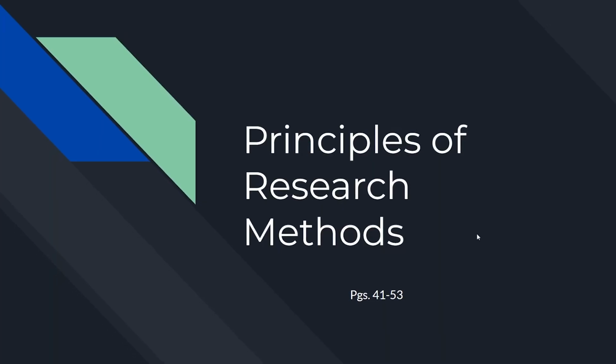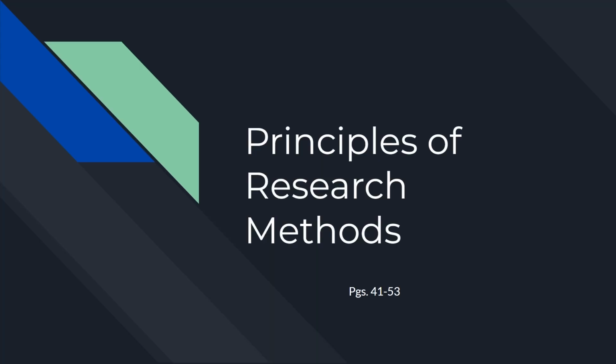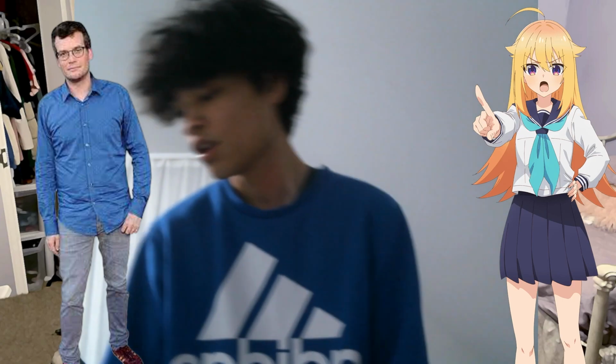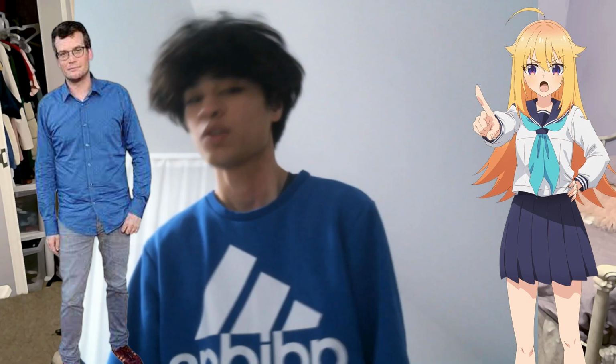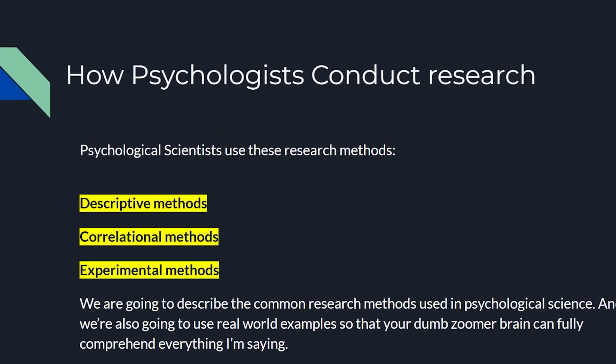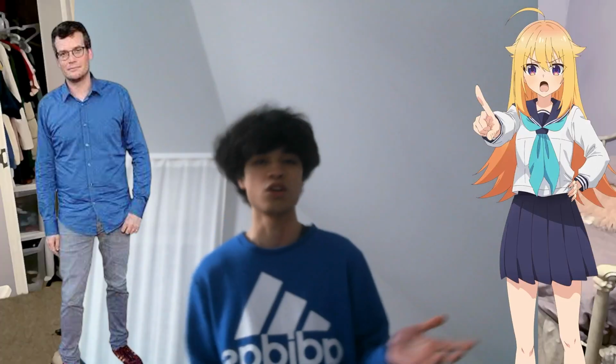Okay, but what are we going to talk about today? If we go to the next slide, boom. We're talking about the principles of research methods in AP Psychology, pages 41 through 53. So let's just get started. Let's jump right into it. First of all, how do psychologists conduct research is what we're basically going to be covering here today.